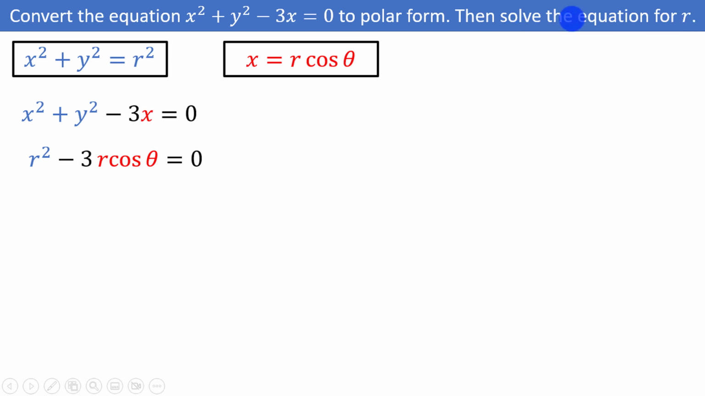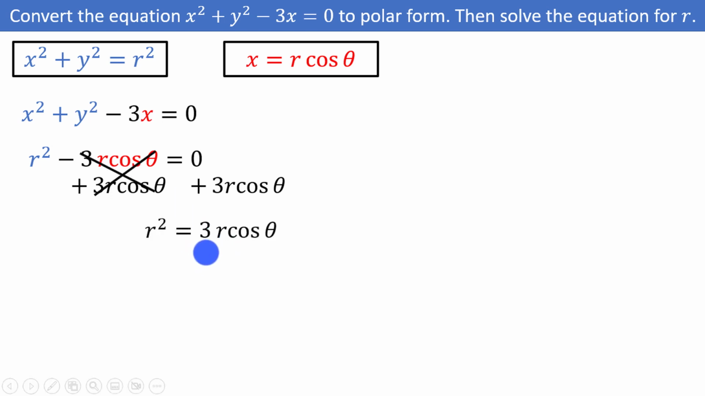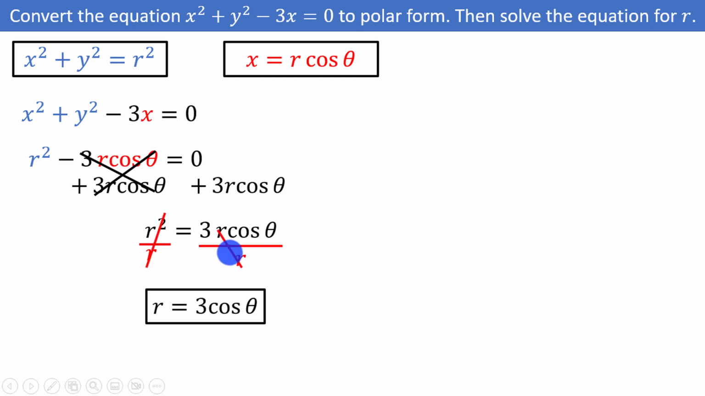Then we need to solve the equation for r. We can add 3 times r cosine theta to both sides. We will be left with r squared is equal to 3 times r cosine theta. If we divide both sides by r, one of the r's on the left-hand side will cancel, and we will have r is equal to 3 times the cosine of theta.